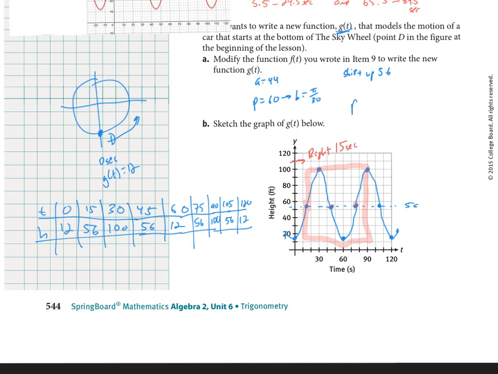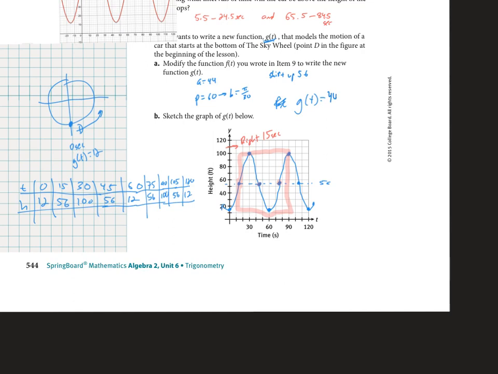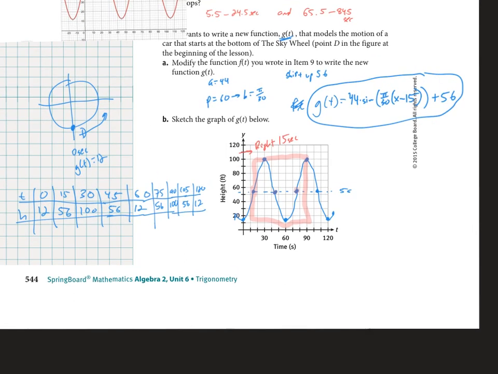So my function, not f of t this time, but g of t, is going to be almost exactly the same. 44 times the sine of pi over 30, parentheses, and instead of x by itself, it's going to be x minus 15, because to the right is minus 15, and then plus 56 outside of that. So 44 times the sine, pi over 30, x minus 15, plus 56.